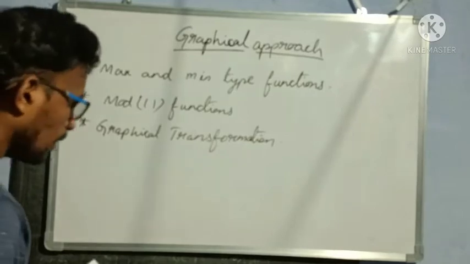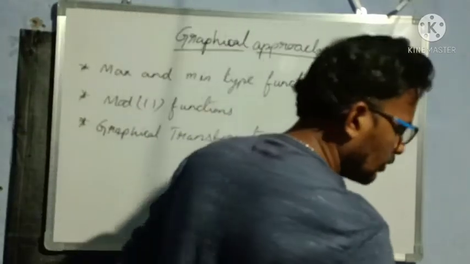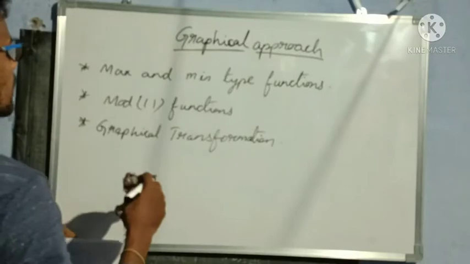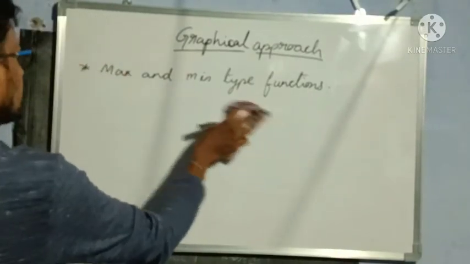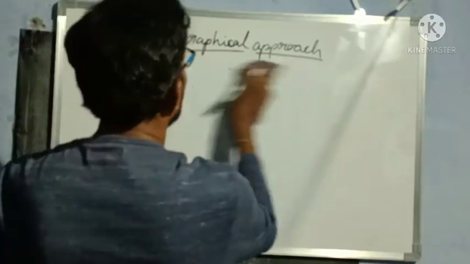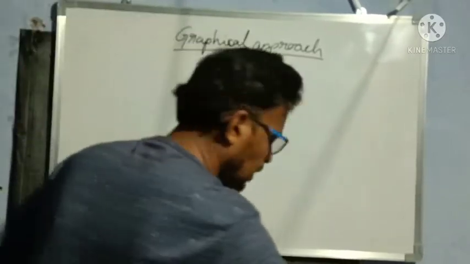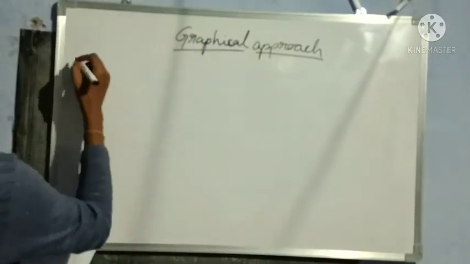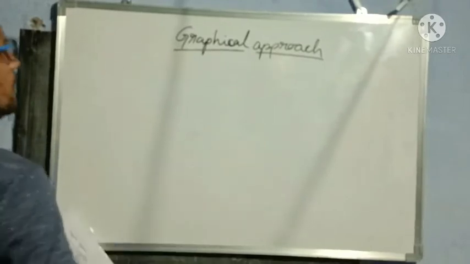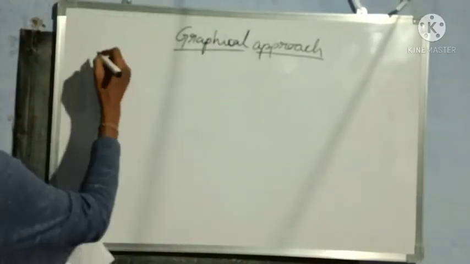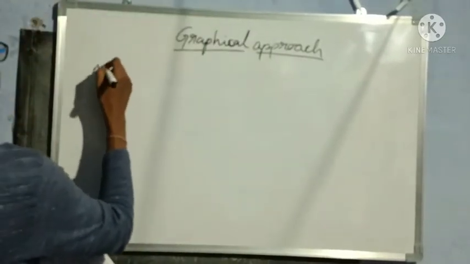So first let us see how to find maximum and minimum type of functions, how to differentiate maximum and minimum type of functions. I am keeping the graphical approach like that only. So first, understand with an example. Maximum and minimum means we will definitely take two graphs.